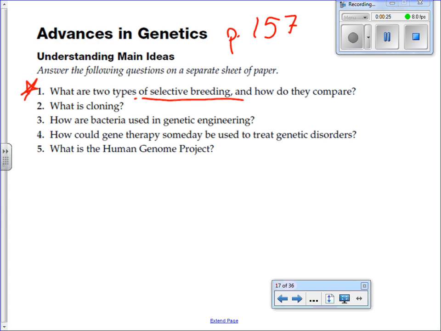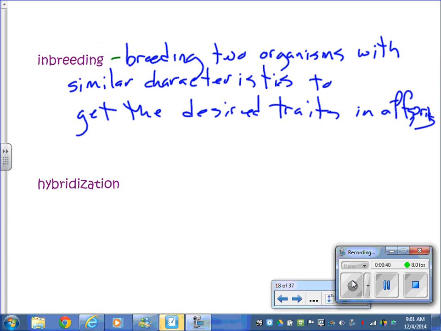So, advances in genetics. And what we're talking about here, most importantly, is selective breeding, because that's going to be a tie over to what we talk about next week. These other questions we'll go over briefly, but that's the most important one. So let's talk about the two types of selective breeding. Who can tell me about one of these or two of these?